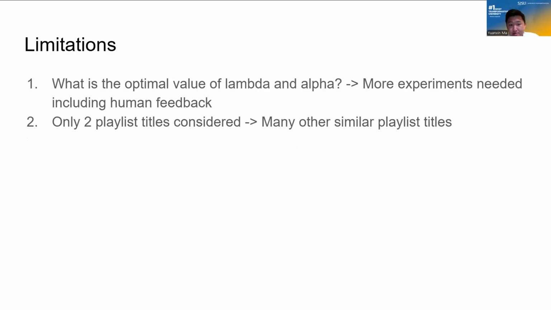So the limitations of this paper, for these two metrics, are: what is the optimal value of lambda and alpha? There will possibly be more experiments needed to include human feedback. We need a practical trial and then gather user feedback on which recommendations they really like the most, so we could determine the optimal lambda and alpha values should this become a reality. And then there are only two playlist titles being considered. In reality there may be other similar playlist titles.